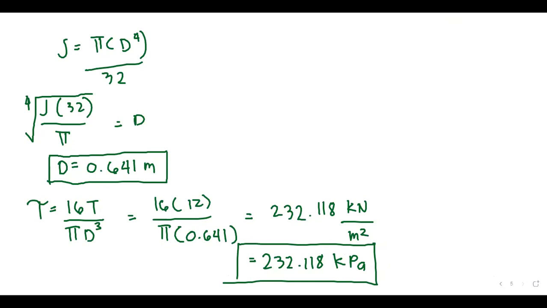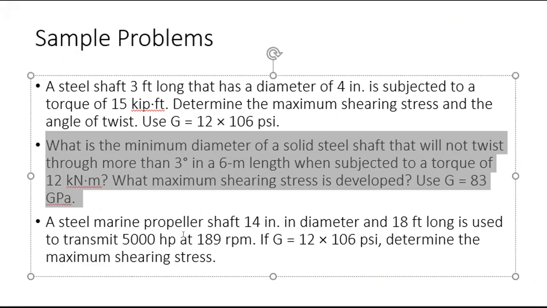Balik tayo dun sa last problem. A steel marine propeller shaft 14 inches in diameter and 18 feet long is used to transmit 5,000 horsepower at 189 RPM. If G is equal to 12 times 10 raised to 6, determine the maximum shearing stress. Okay, so madali lang naman yan. Technically, alalahanin natin, hindi ko alam kung naturo ko siya sa inyo, pero akong bahala dyan.